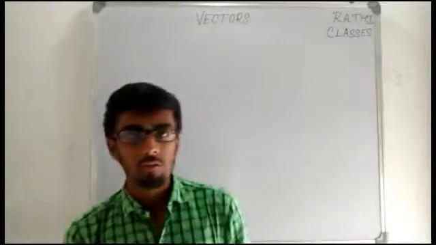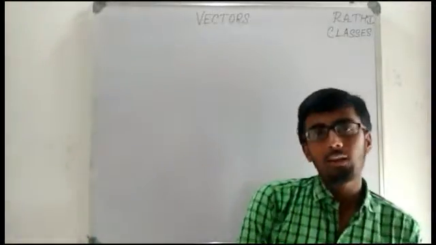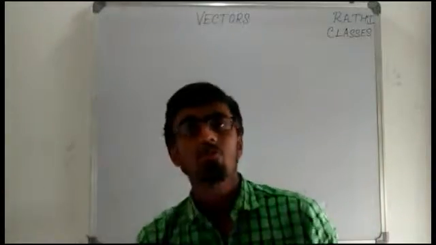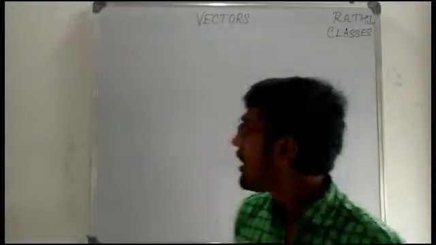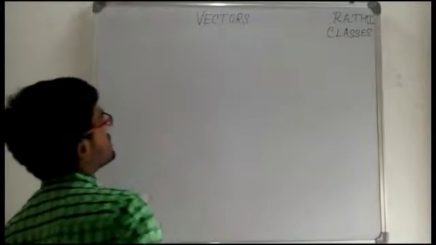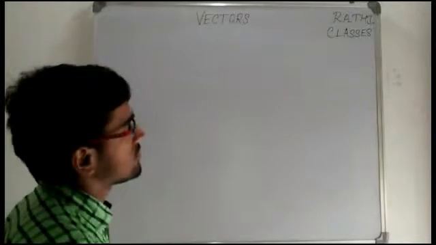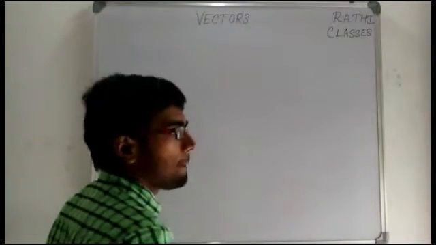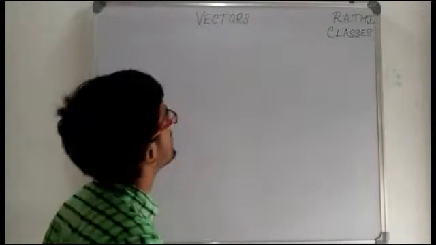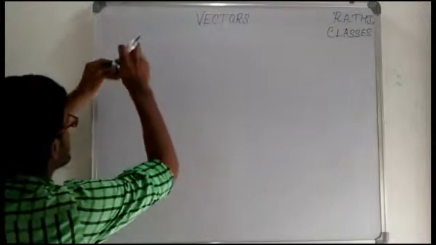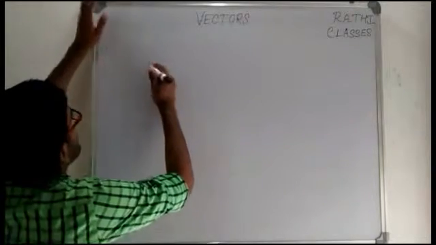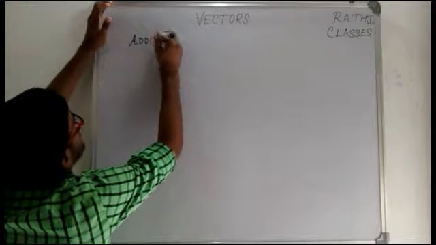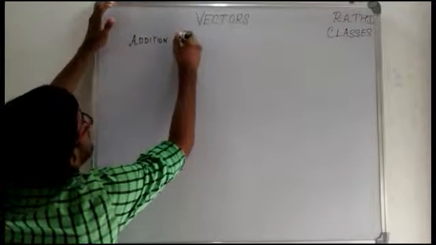So let's continue our discussion on vectors. By now we have discussed the basic definitions of vectors, the representation of vectors, and our last topic was the angle between the two vectors, right? Knowing all this, we move our discussion further, and let's take up the most important part, which is the addition and subtraction of vectors.